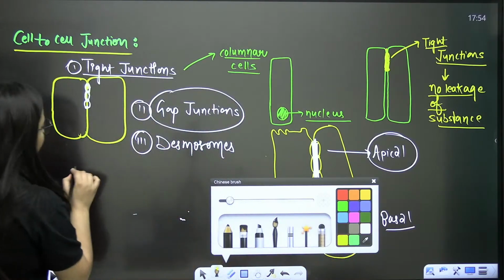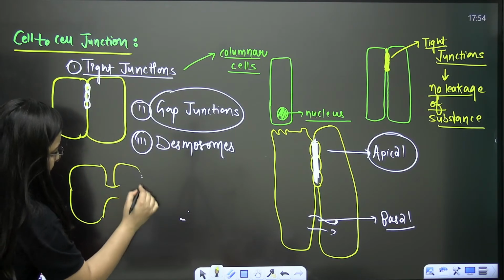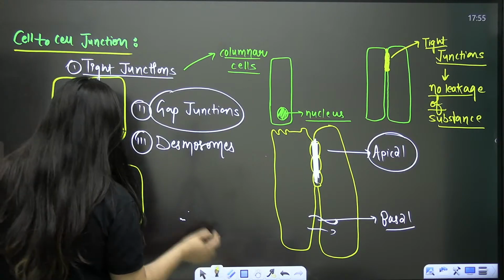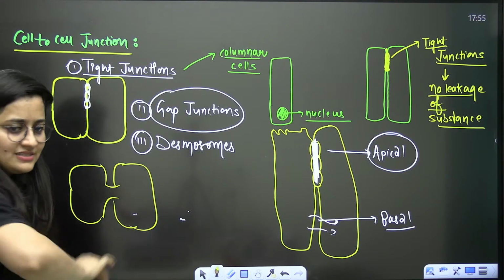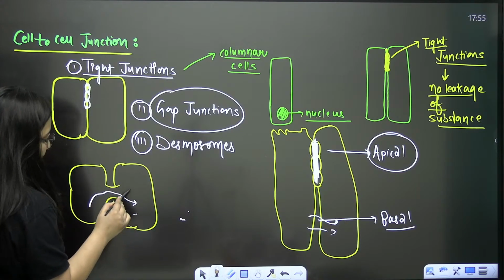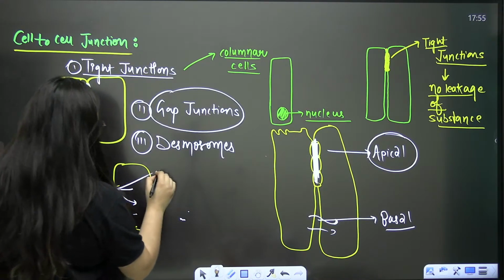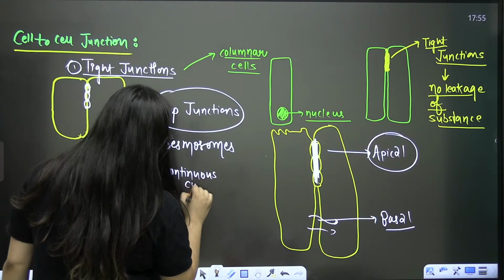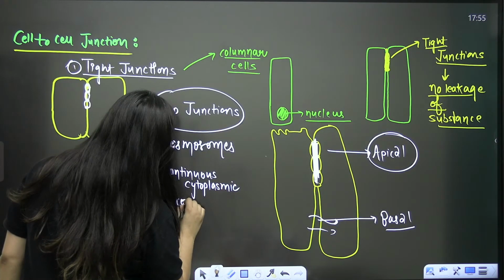Now the next is the gap junction. Gap junctions are a continuous cytoplasmic connection. You know, cells also exchange substances, isn't it? So a gap junction is nothing but a continuous cytoplasmic connection by which the things will move.